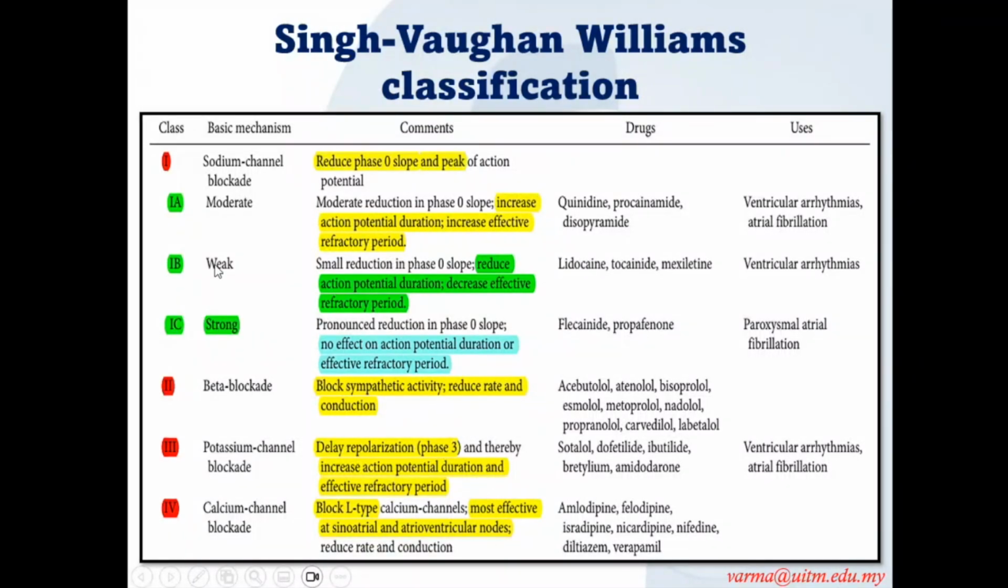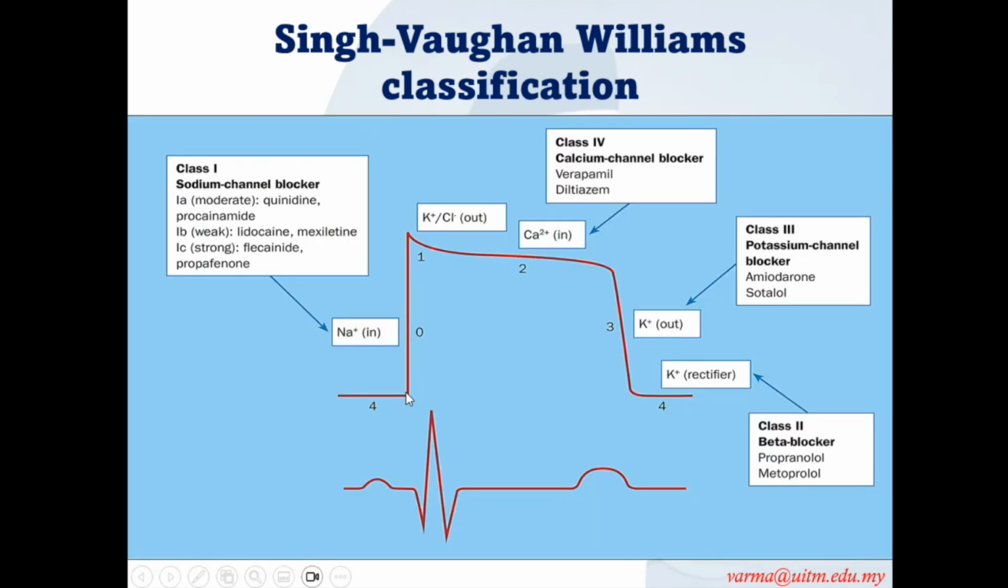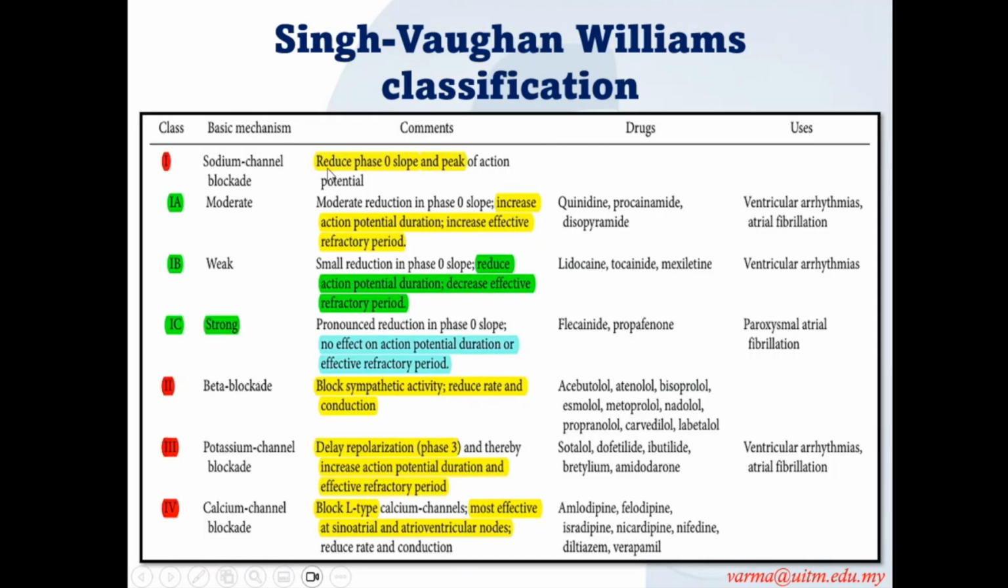This was also asked in MTF last time. What do they do? They all cause reduction in the phase 0 slope because they are sodium channel blockers. So they do not cause this straight upstroke. They make this slanted. They make this upstroke slow to rise. So they cause reduction in the rate of rise of this slope. Okay, reduce the phase 0 slope and the peak of the action potential. It doesn't reach all the way to 30 here. So that's what they all do. 1A, 1B, 1C all do that, but it is based on how strong the blockade is. 1C has a very strong blockade, so they produce pronounced reduction, followed by 1A, which is moderate reduction, and 1B, weak reduction.